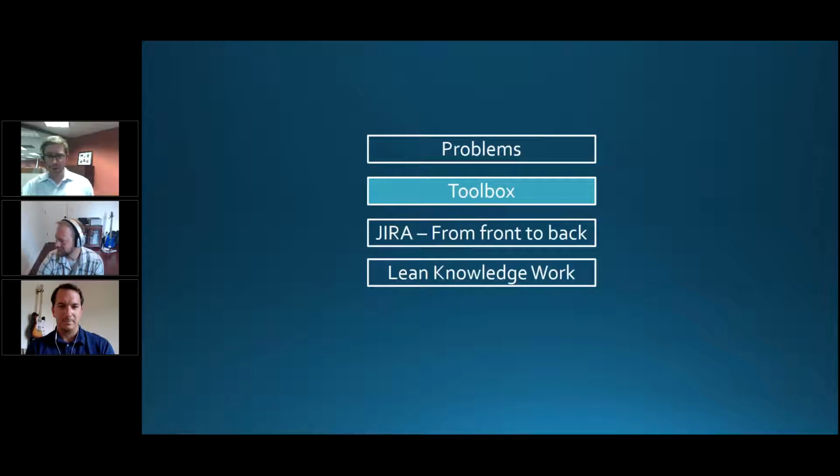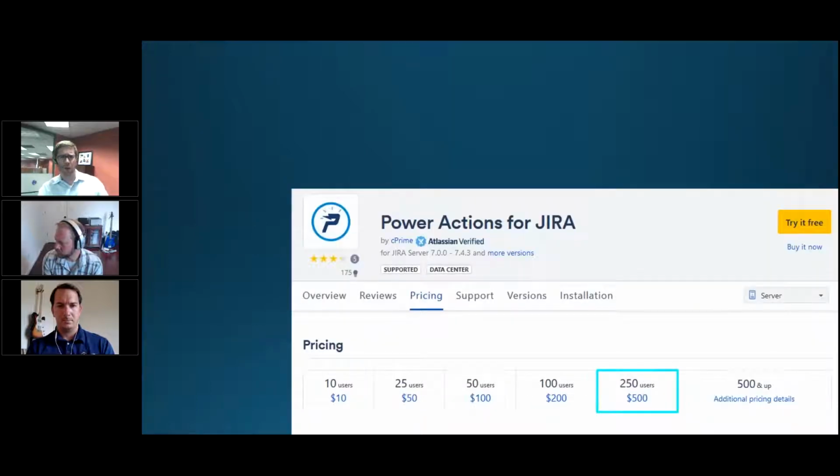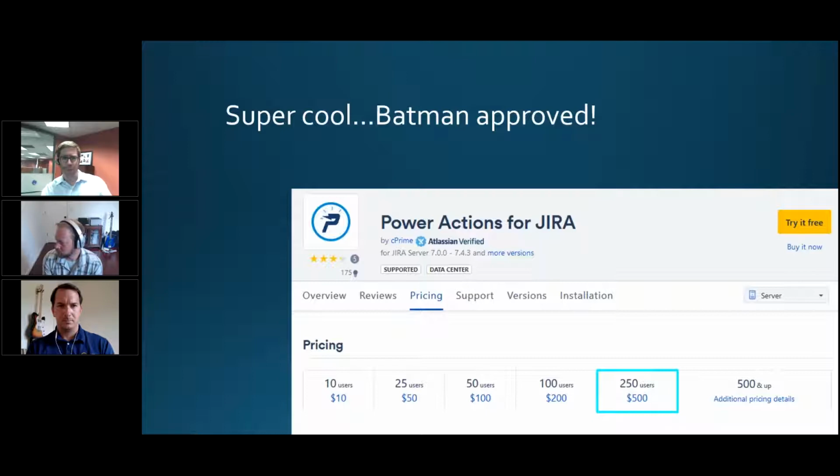All right, so let's dive into the toolbox. Pretty much everything that I show you in these 2 use cases is powered by PowerScripts and Custom Fields Pro. So we have a 250 user license that's $850 purchase and then $425 a year, so huge value. And then there's one other call out I want to make, which is for Power Actions. This is super cool, Batman approved, and since it's not part of one of the use cases, I just real quick want to show you how this add-on works, right?